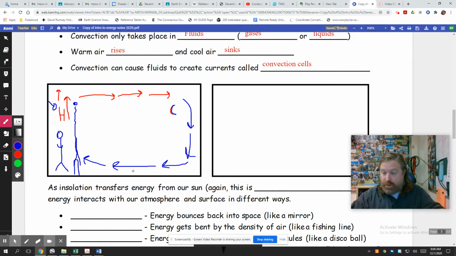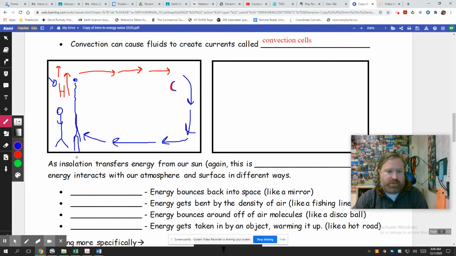Now you can see examples of this all over the place. You can put a pot of water on a stove, and when you're making your mac and cheese, you'll see the noodles whipping around in little convection cells. If you have a fish tank with a heater, it's hot on one side, and then the water flows around. It's a big thing. Earth science tests like this.